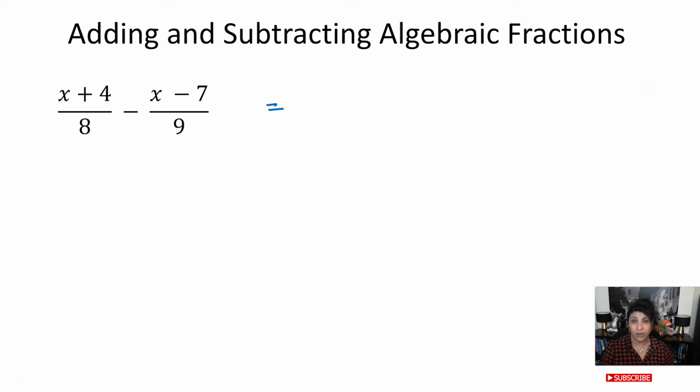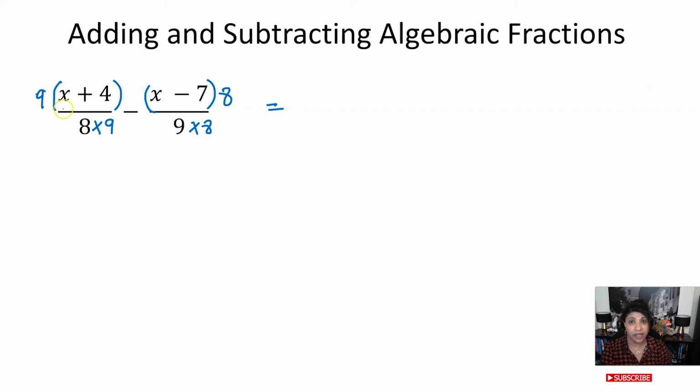What's the lowest common multiple of 8 and 9? You need to learn your times tables if you don't know it. Well, it's 72. So that means I need to multiply this by 9 and this one by 8. Don't forget to balance. So I need to multiply this whole thing here times 9, and I need to multiply this by 8.